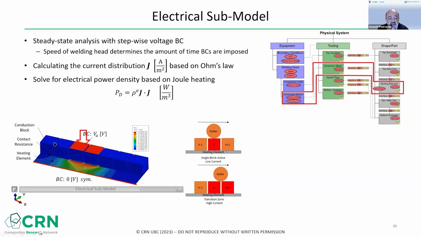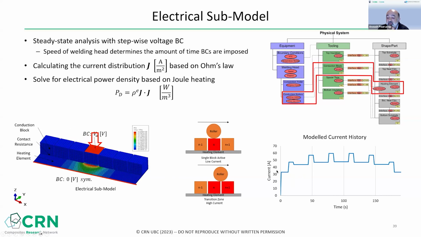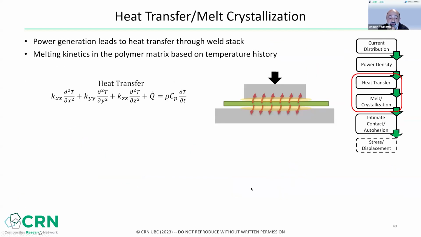two important things. The way the voltage is applied as it rolls across the blocks means that there's actually a situation where only one block is engaged or both blocks are engaged. And the other one is, how does the heating element basically distribute the current based on its mesh, its properties. And basically, we then, based on that, come up with a modeled current history that we apply as our boundary conditions.